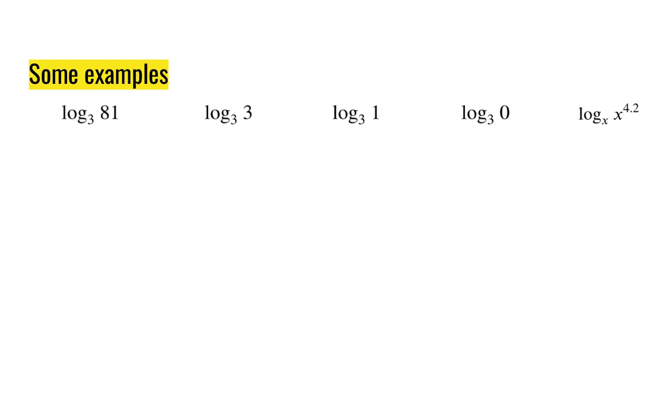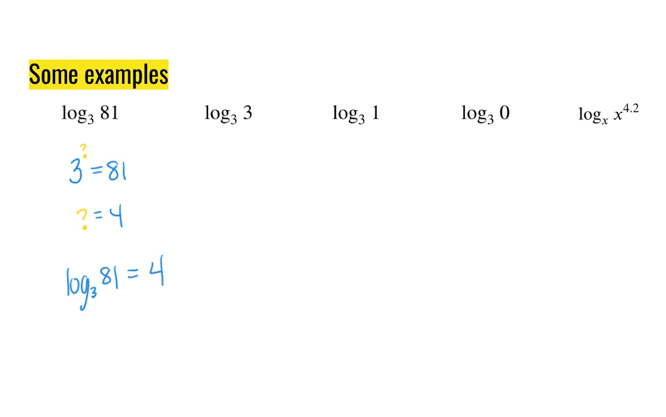So here's some examples. Let's use that language. What is the exponent on a base of 3 that gets 81? So 3 to some power equals 81. 3 times 3 is 9, times another 3 is 27, times another 3 is 81. So that exponent is 4, which means log base 3 of 81 is equivalent to 4.